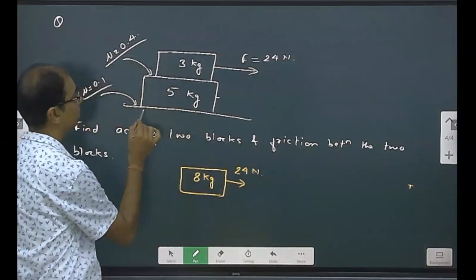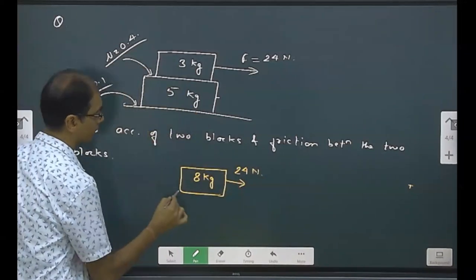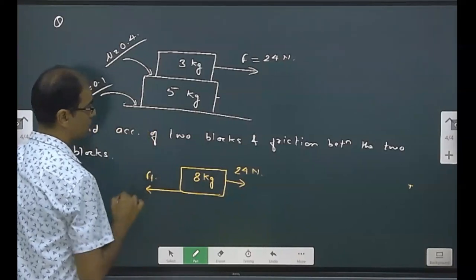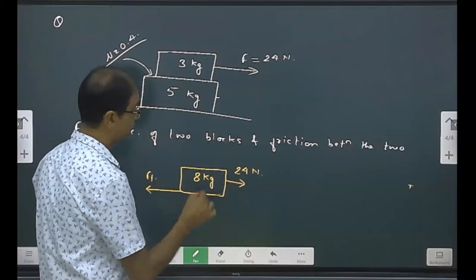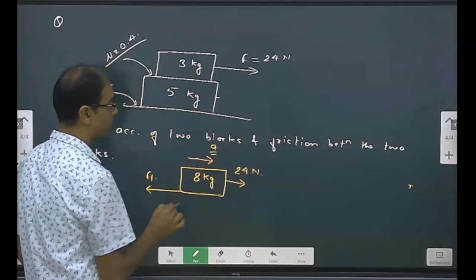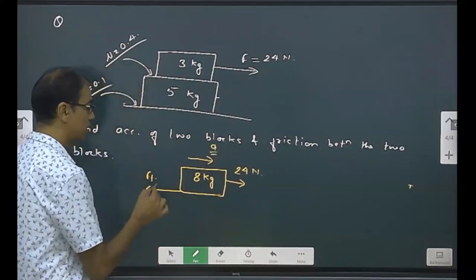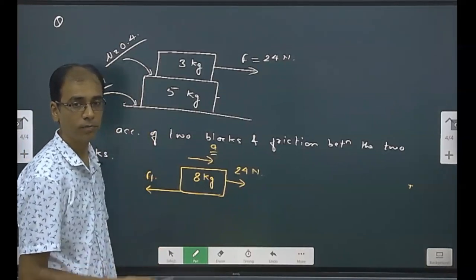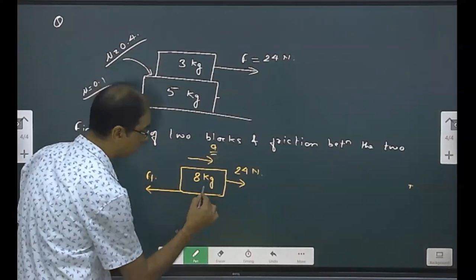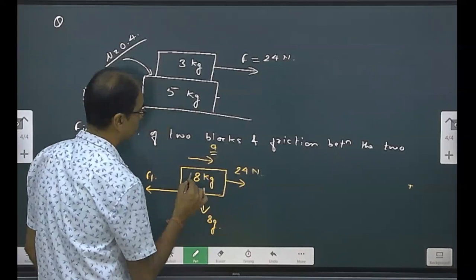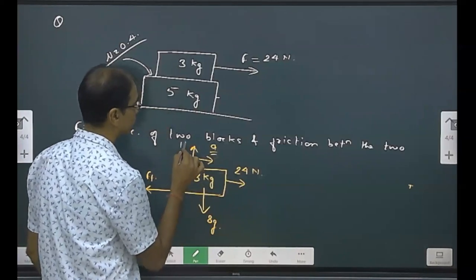Now 8 kg when you're there, you know that here friction is there. Now you want to make it move with certain acceleration. That means the force applied by you should be more than this. What is this? This is limiting friction because you want to make it move. So here you know that 8g is acting. And in this direction, there will be normal contact force.